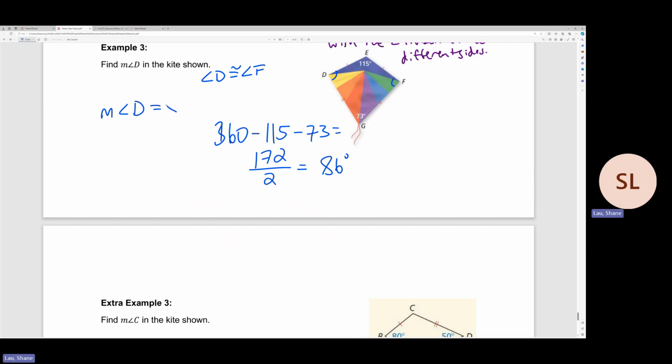That's even worse. I don't know why I'm having so much issue with this. 86 degrees. Sorry, I don't know what that was all about.